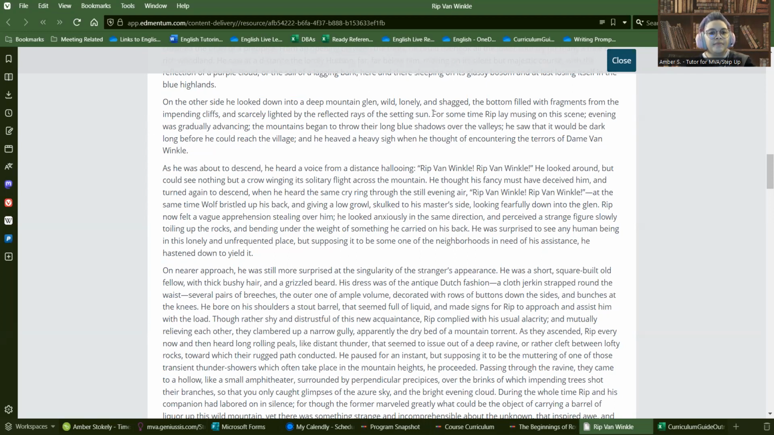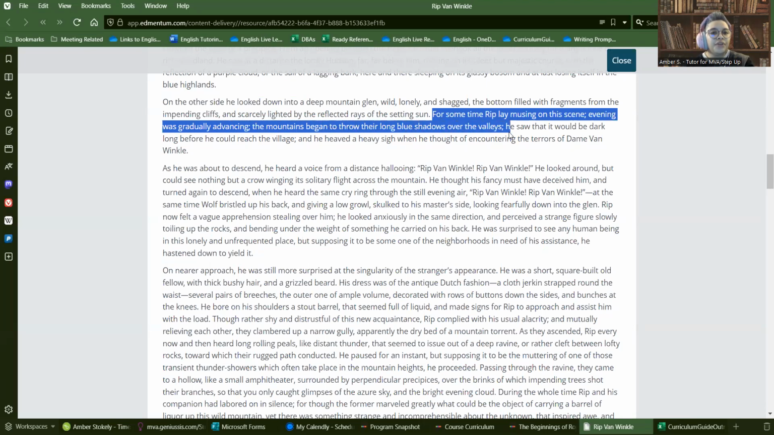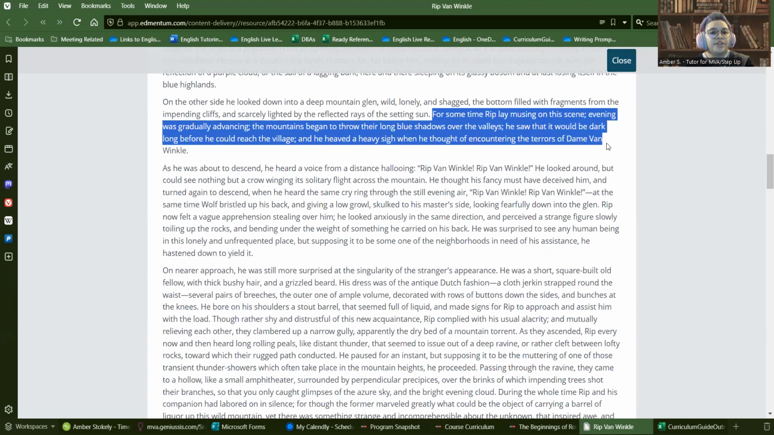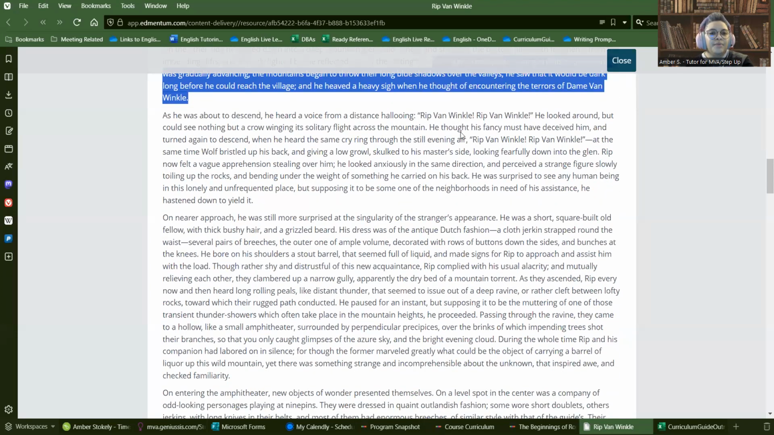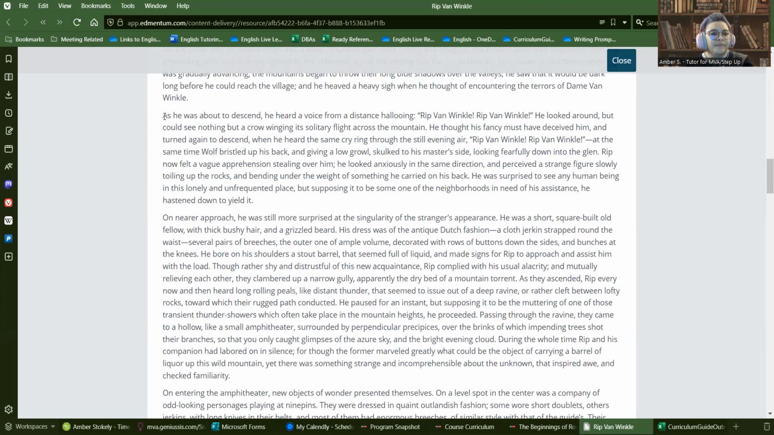For some time, Rip lay musing on this scene. So musing is like thinking, pondering. Evening was gradually advancing. The mountains began to throw their long blue shadows over the valleys. He saw that it would be dark long before he could reach the village, and he heaved a heavy sigh when he thought of encountering the terrors of Dame Van Winkle. So he pretty much sat there thinking all day until he knew he wouldn't get home until after dark. And he sighs at the idea of having to go home. It says encountering the terrors, right? So he doesn't want to go back home to see what else his wife is going to say.